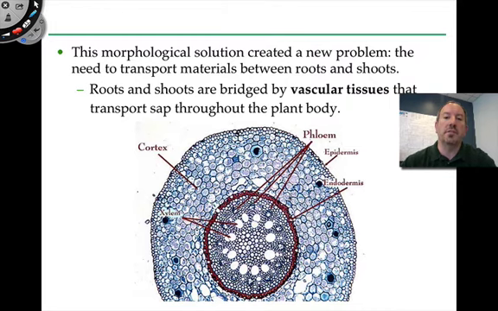Can you recognize this? This is a cross-section of a, look closely at the stele, which is this vascular tissue, this ring in the center. This is a monocot, correct.